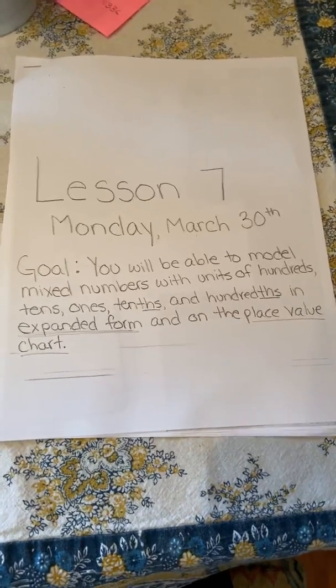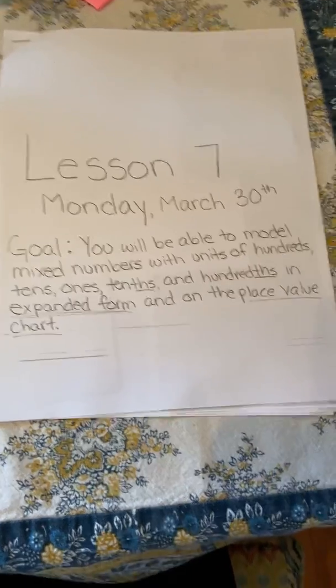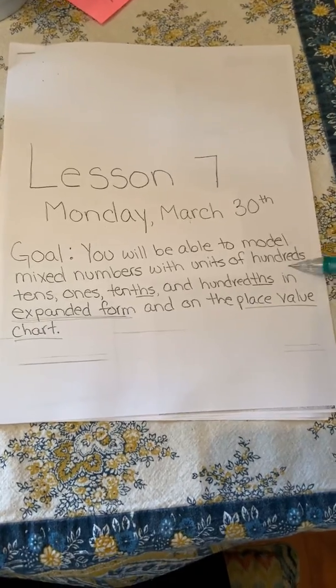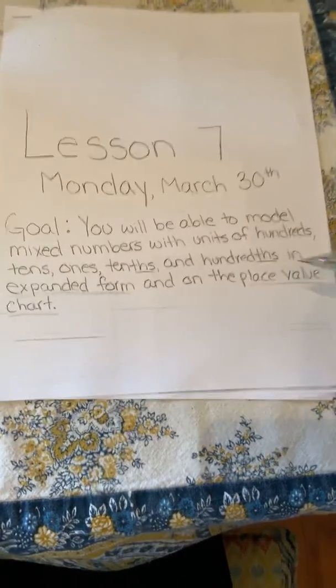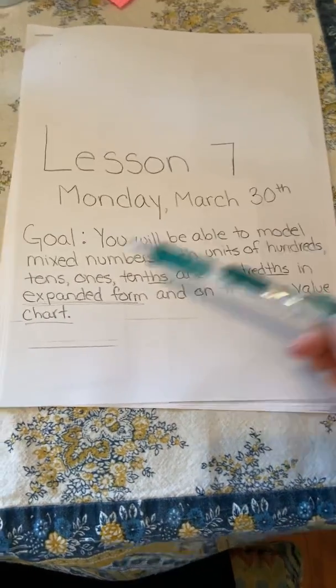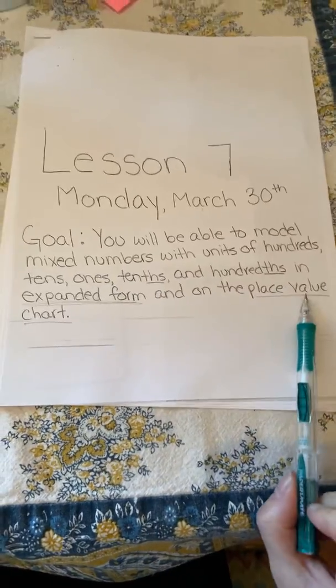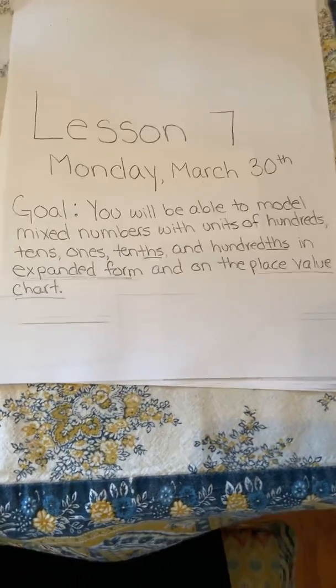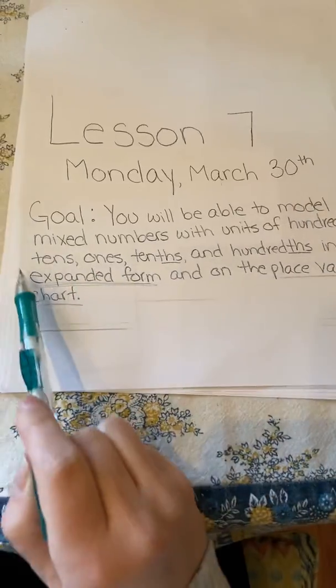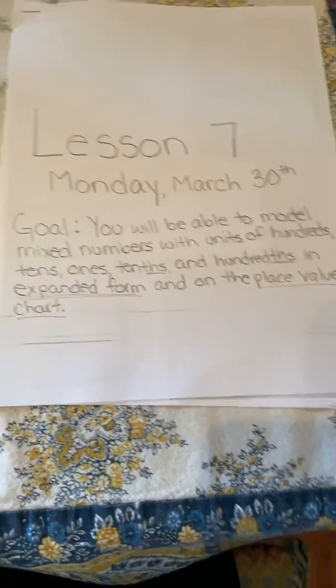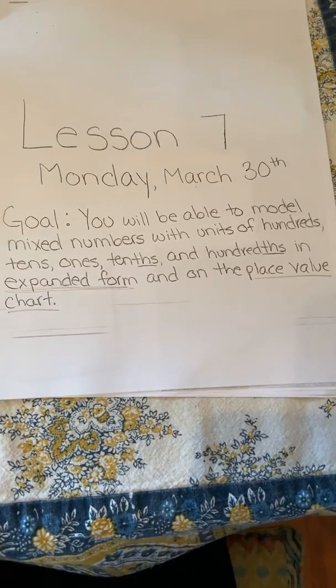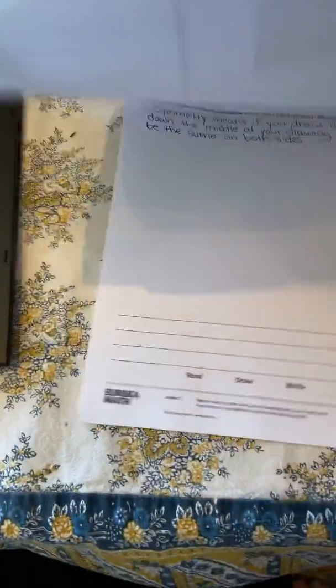And today what we're going to be able to do is model mixed numbers with the units of hundreds, tens, ones, tenths, and hundredths. And we're going to use expanded form and the place value chart. So really what's happening is we're circling back to expanded form, which you guys did on lesson 3, the very first day of distance learning. So I'm going to go over an example with you.